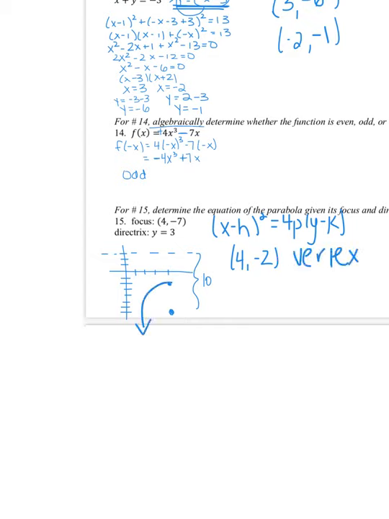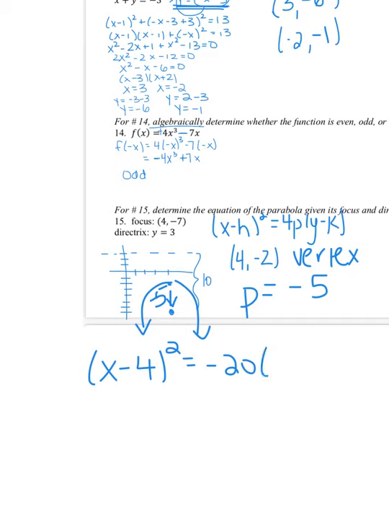This would be concave down because, again, your parabola has to hug the focus. So (4, negative 2) is the vertex. You are going down, so p is negative. You are going down 5, so p is negative 5. So when you plug this into your equation, you get (x minus 4) squared equals 4 times p, which is negative 20, times (y minus k). So minus negative 2 is y plus 2 as your final answer.